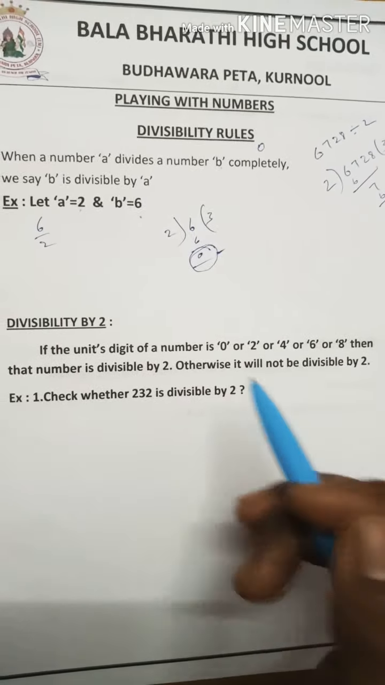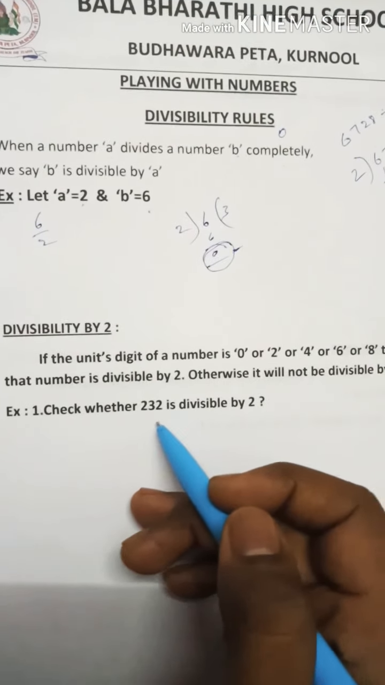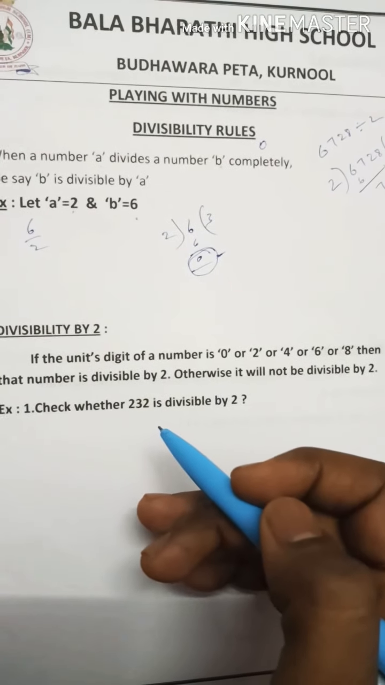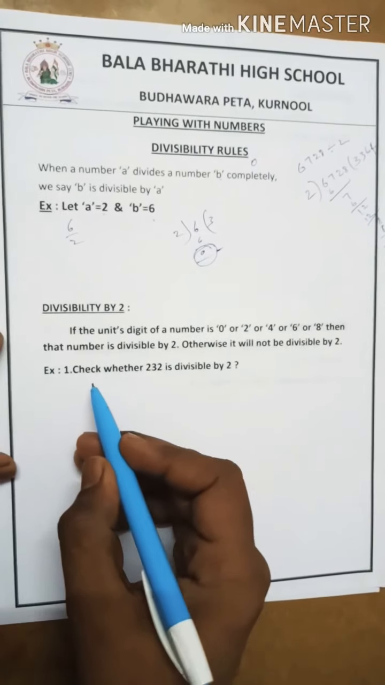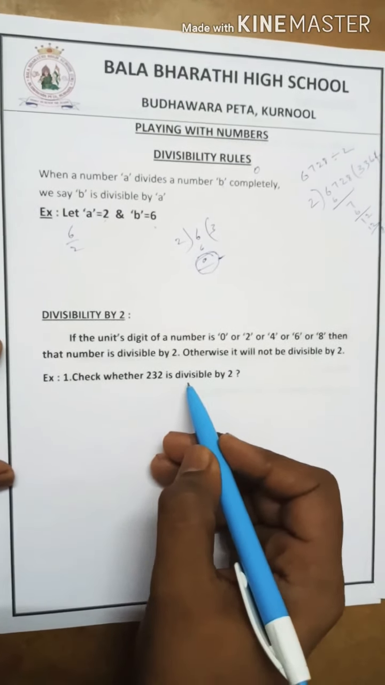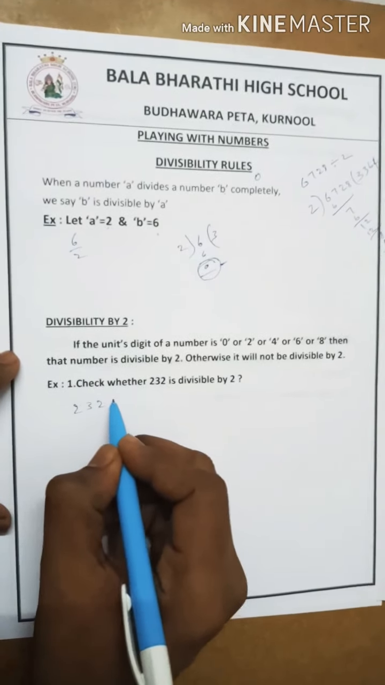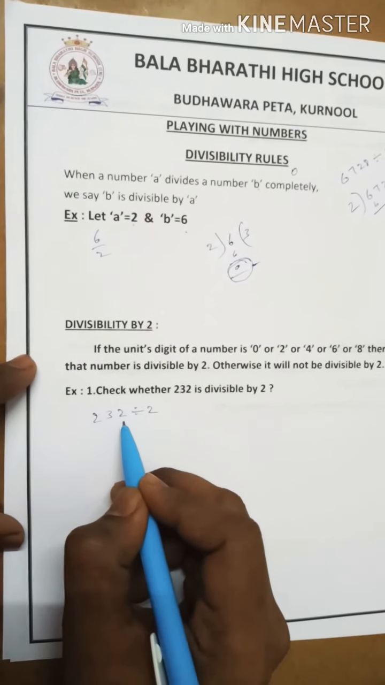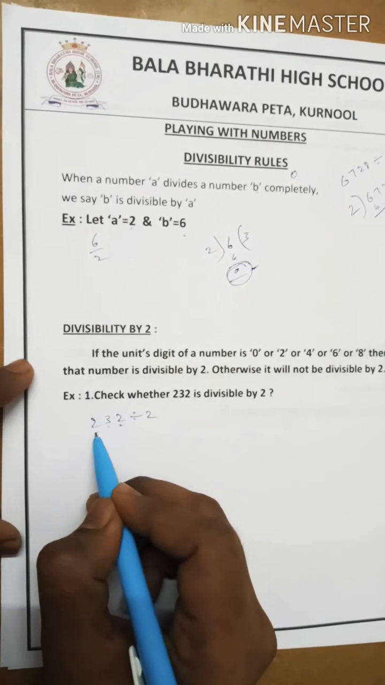Now, this statement is basically stating that if the units digit of a number is 0 or 2 or 4 or 6 or 8, then that number is divisible by 2. So let us take one example. Check whether 232 is divisible by 2. 232 divided by 2. Now if you look at this, this is the units place, this is the tens place, and this is the hundreds place, right?